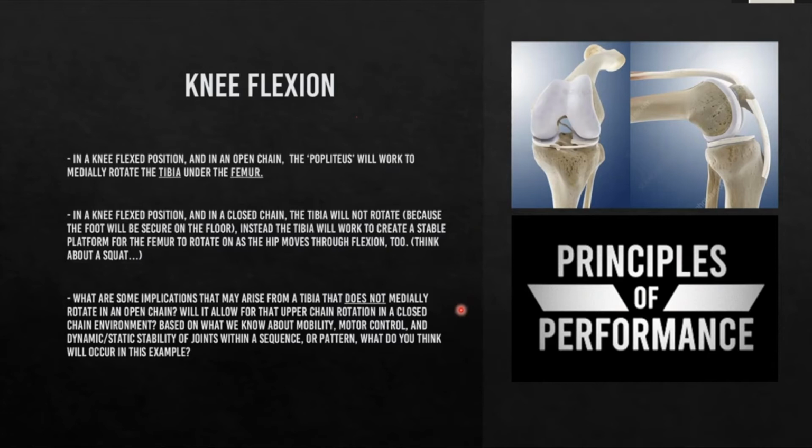So I'll ask the question because we've got 5 minutes before I have to start a new recording. What are some implications that may arise from a tibia that does not medially rotate in an open chain? Will it allow for that open chain rotation, that upper chain rotation, so the femur, in a closed chain environment? Based on what we know about mobility, motor control, and dynamic static stability of joints within a sequence or pattern, what do you guys think will occur if I was to load this lower body flexion pattern, so a squat? What do you think I might see that will give away that this person may be missing open chain tibiofemoral rotation, internal rotation? What's something that you guys think I might see? Throw them out.